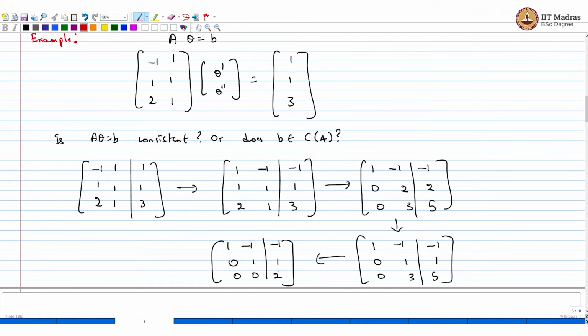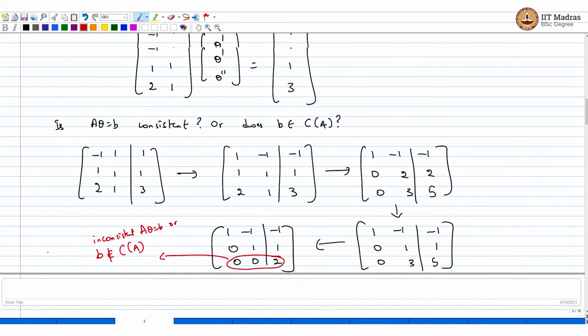So, this just implies inconsistent: A theta equals b has no solution, or b does not belong to the column space of A. So, we can go ahead.